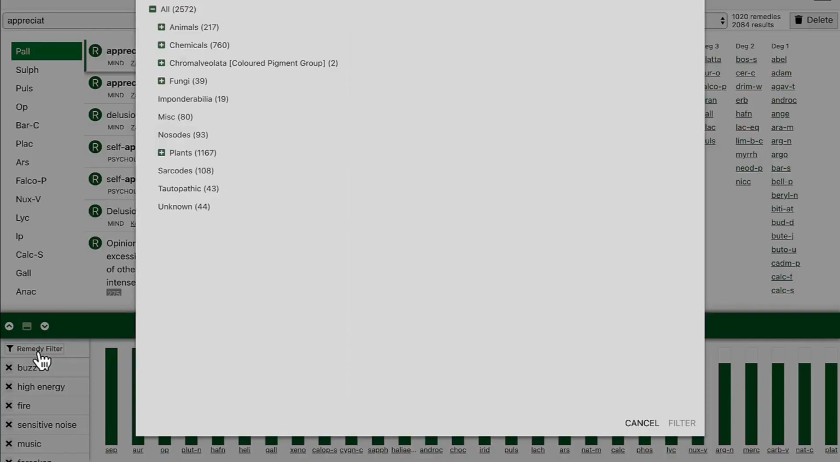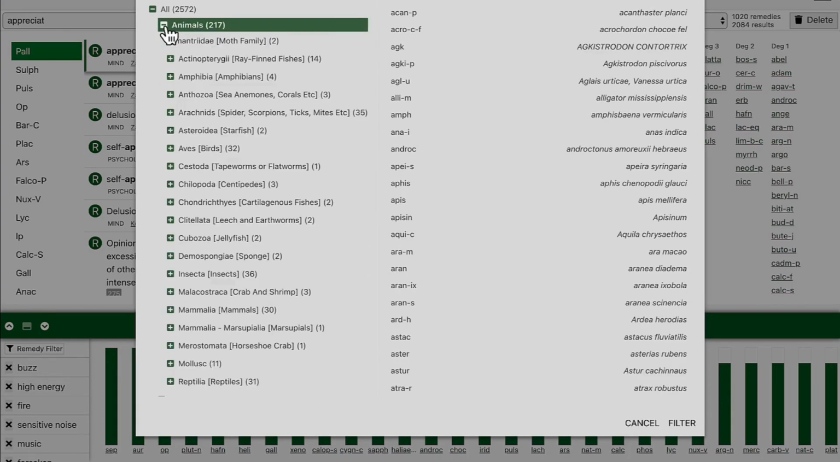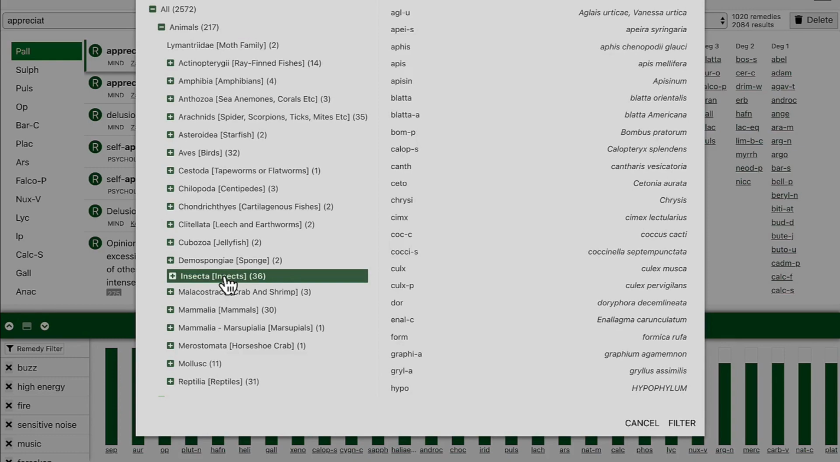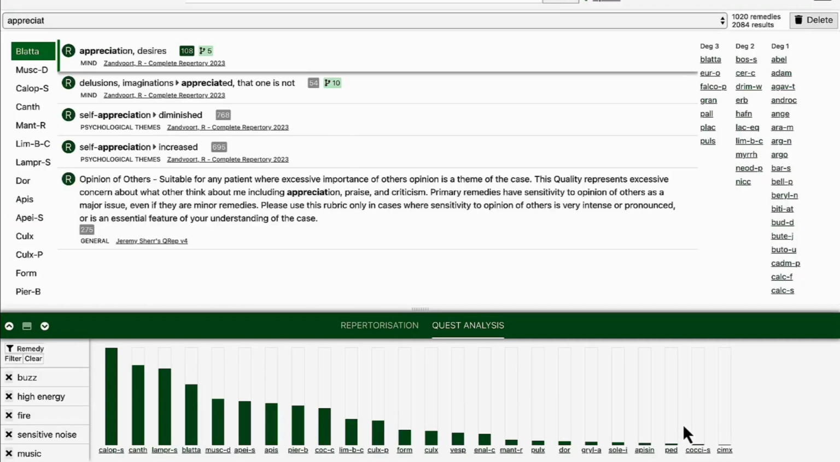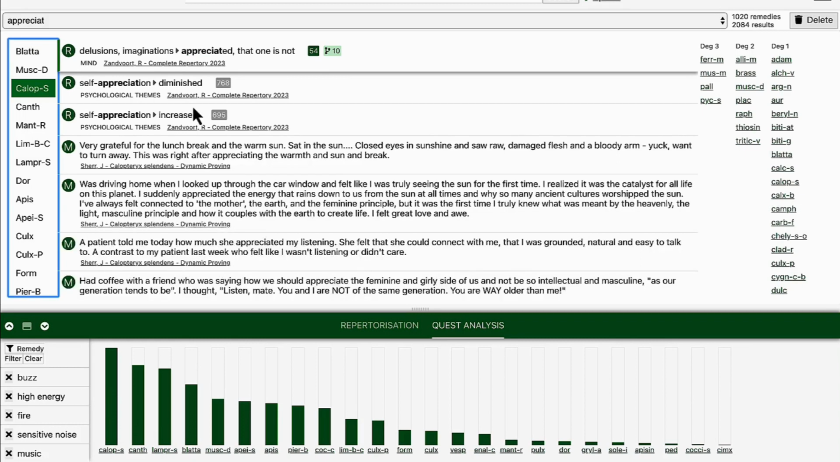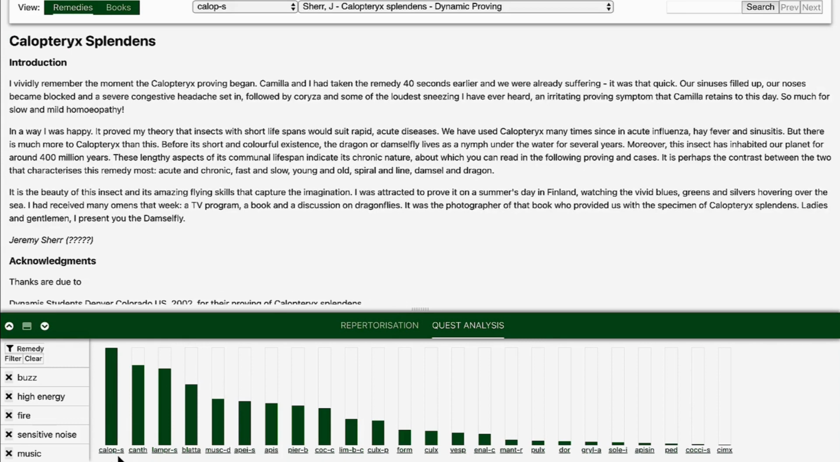Now, I'm going to use a remedy filter here and I'm going to put in insects, because those are the animal groups that we have derived that she's from. So we have 36 insects here. Let's filter it out and look at that. The first one and the only one that covers most of our symptoms is Calopteryx splendens. At that point, I did not know exactly what that was, but let's go and find out what that remedy is. And that is the Damselfly from Jeremy's dynamic provings. It's been proved by Jeremy.